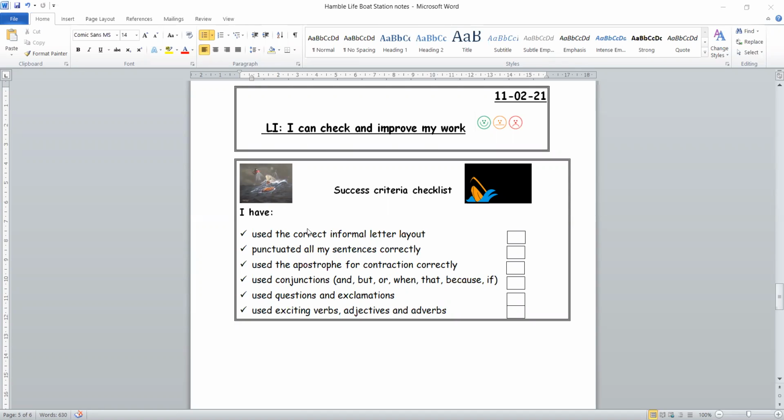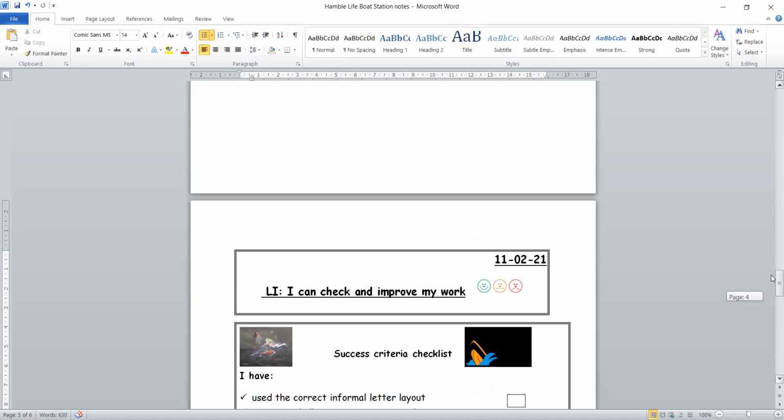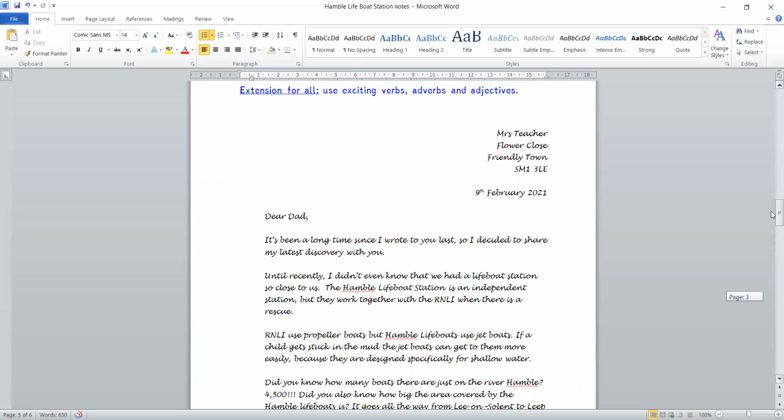So, in order to do this, we are going to check our work against the success criteria checklist, which is more or less what our steps to success were at the beginning of the letter. But this time we are going to actually check and tick if we have met that success criteria. So the very first success criteria was to use the correct informal letter layout. So I have to go through my letter and check whether I have laid it out correctly.